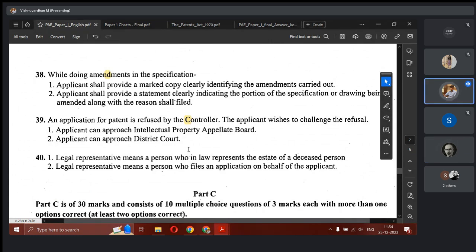So assume this now that the patent office in the patent agent exam is very strict. So unless there is anything to the contrary, don't assume anything. The Patent Act clearly states you can go only to the high court. You cannot go to any lower court than the high court. So yeah, you cannot go to the district court also.